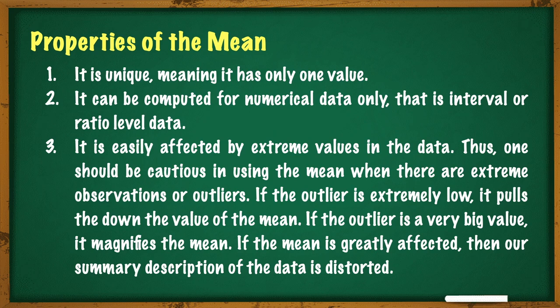Thus, we need to be cautious in using the mean when there are extreme observations, also known as outliers. If the outlier is present and it is extremely low, then it would pull down the value of the mean. However, if the outlier is a very big value, it will magnify the value of the mean. If the mean is greatly affected by the presence of extreme observations or outliers, then our summary description of the data is distorted.